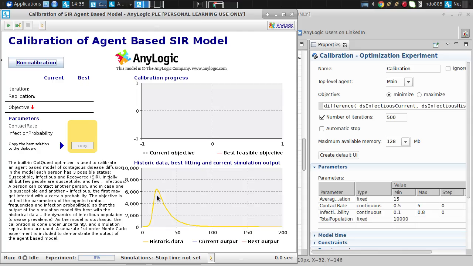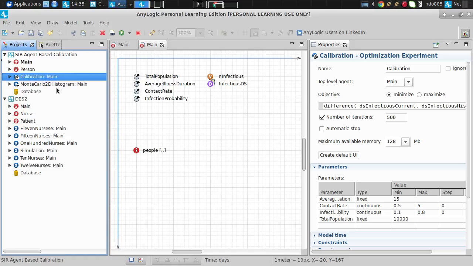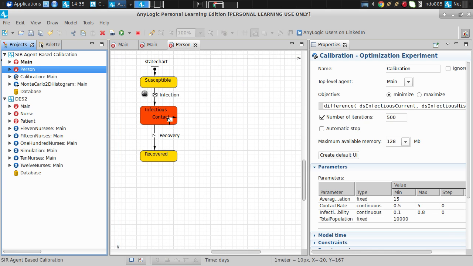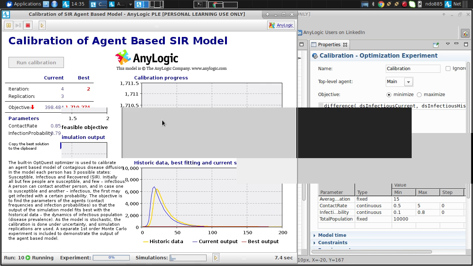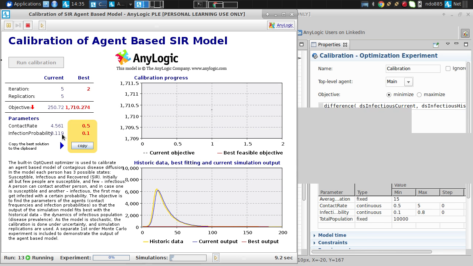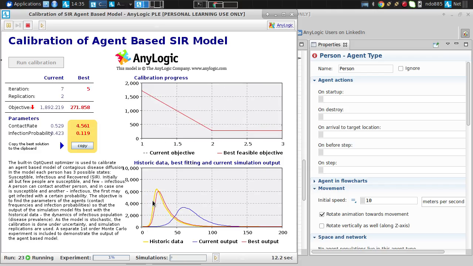So here's an example time series. And we're taking a model that lies behind here, this model here where we have people getting infected and infecting each other. And you're adjusting the parameter values so that the model output comes as close as possible to this empirical data.